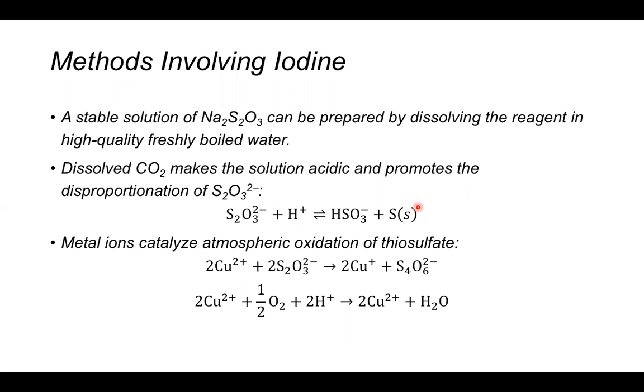Metal ions catalyze the atmospheric oxidation of thiosulfate, so that means the presence of oxygen. So 2 copper 2+ plus the thiosulfate gives copper 1+ plus the tetrathionate anion. Then what can also happen here is that the copper 1+ reacts with oxygen and protons to form copper 2+ plus water.